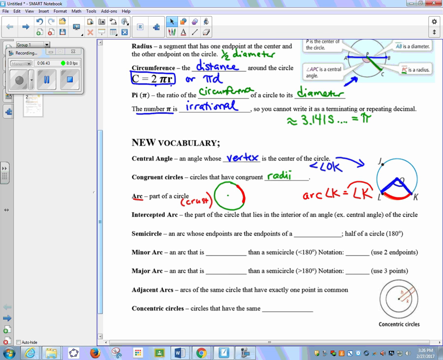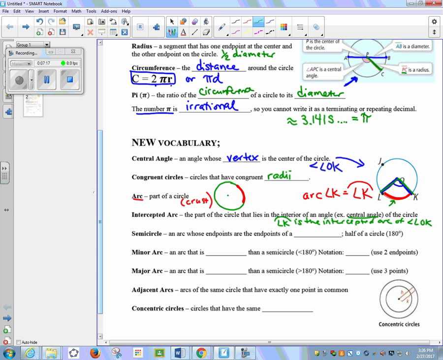We're going to learn different types of angles, but let's take central angle because that's what we've talked about today. This is the central angle, LOK. The intercepted arc would be arc LK. So maybe right here we'll say LK, arc LK, is the intercepted arc of angle LOK. Okay, so you can copy that down onto your notes too.